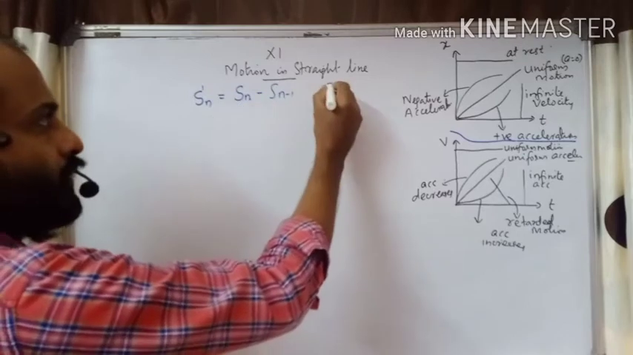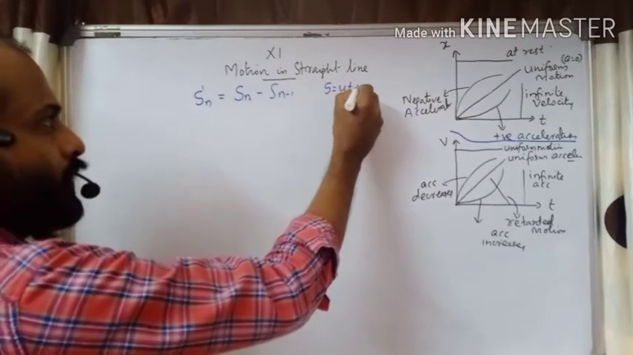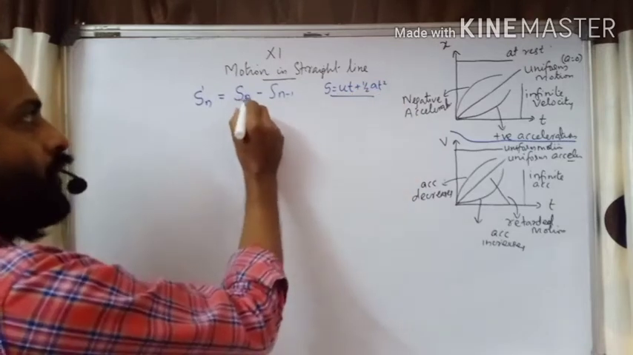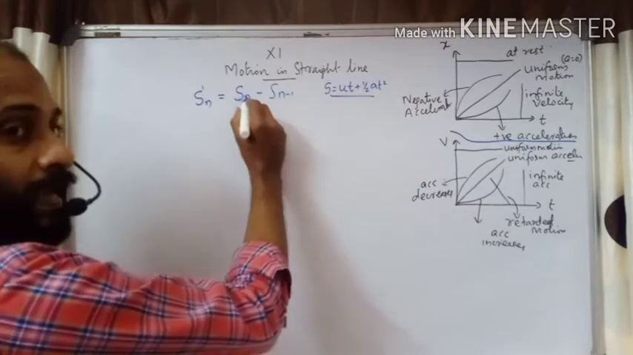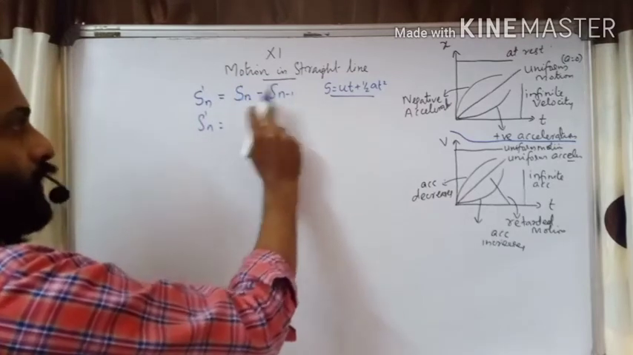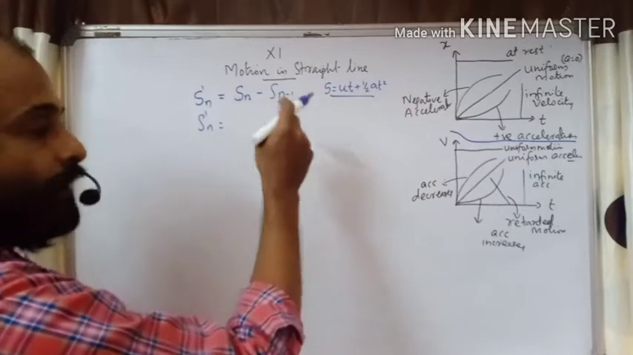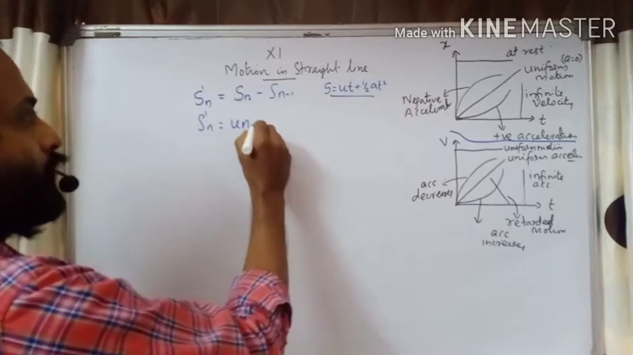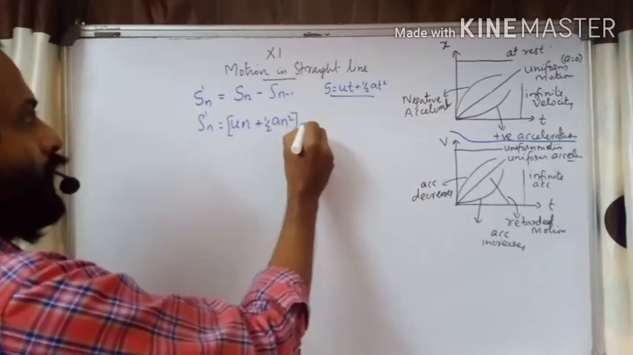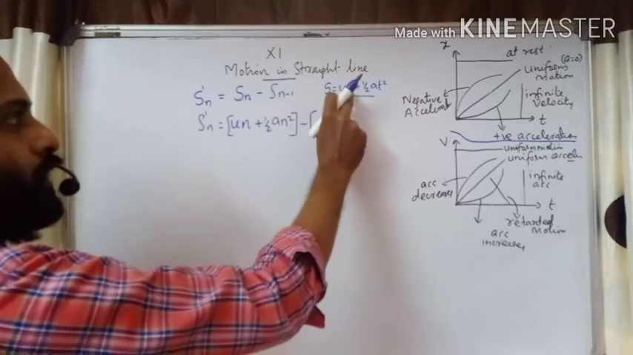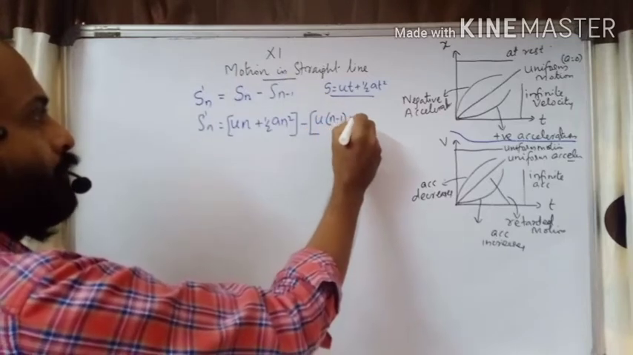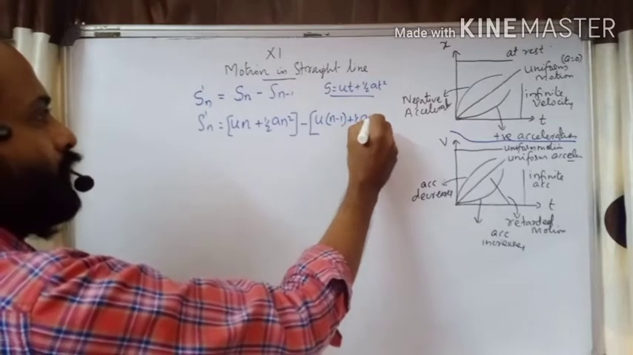To find S, we have the equation S is equal to ut plus half at square. To get Sn, instead of t we will use n. So S dash n is equal to Sn, which is un plus half a n square, minus Sn minus 1. Instead of t, we will use n minus 1. That is u into n minus 1 plus half a into n minus 1 the whole square.